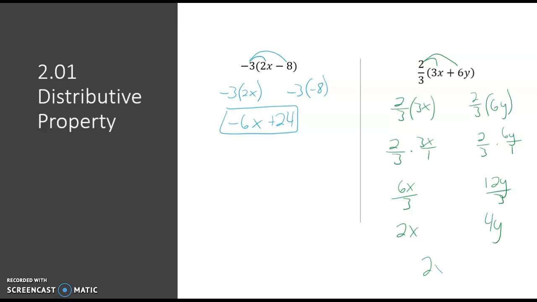So this will end up being 2x plus 4y. If you guys have any questions or need any help, let me know.